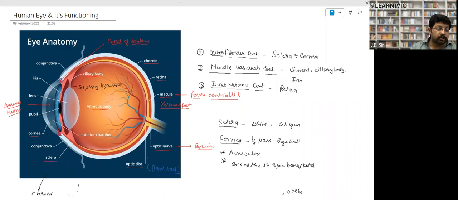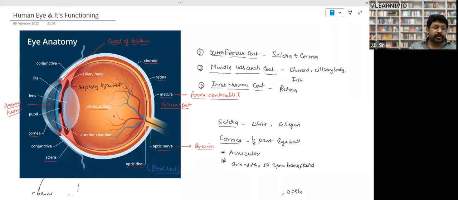One more thing: the cornea absorbs oxygen from the environment. Second important point. Is this concept clear? Because you will get the question, which of the following is correct, which of the following is wrong. Then, in the ciliary body, there are suspensory ligaments. With the help of these suspensory ligaments, the lens remains suspended. When they stretch out, the lens becomes thin. When they relax, the lens becomes thick. So the thickness and shape of the lens is controlled by the ciliary body or suspensory ligament.